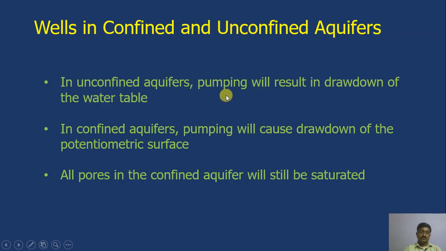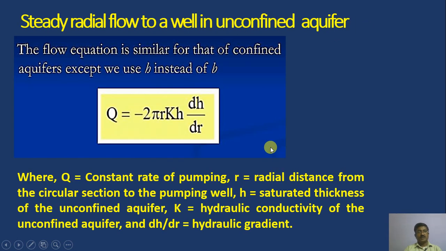When we are discussing confined and unconfined aquifers, in unconfined aquifers the pumping will result in drawdown of the water table. In a confined aquifer, the pumping will cause drawdown of the potentiometric surface. There is a change: all pores in the confined aquifer will still be saturated. Now the flow equation is similar to that of confined aquifers, except we use H instead of B.